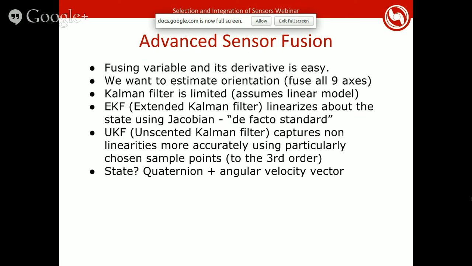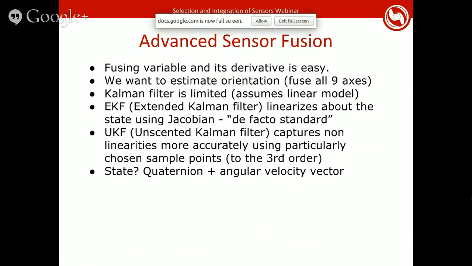So there are extensions to the common filter called the extended common filter and the unscented common filter. The extended common filter solves this problem by using the Jacobian matrix of partial derivatives and linearizing about the state. So that's actually used extensively. I've read a lot of papers on that. It's been called the de facto standard.